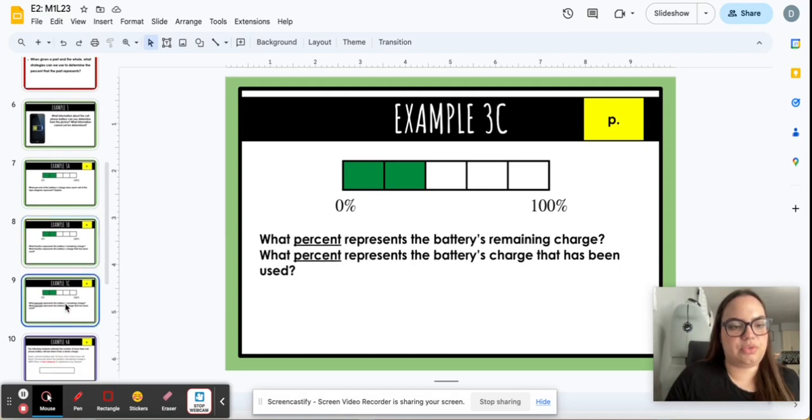And then it keeps asking prompting questions. So this is a good opportunity to show students you can find the percent of something, the percent of a fraction, through using a tape diagram.